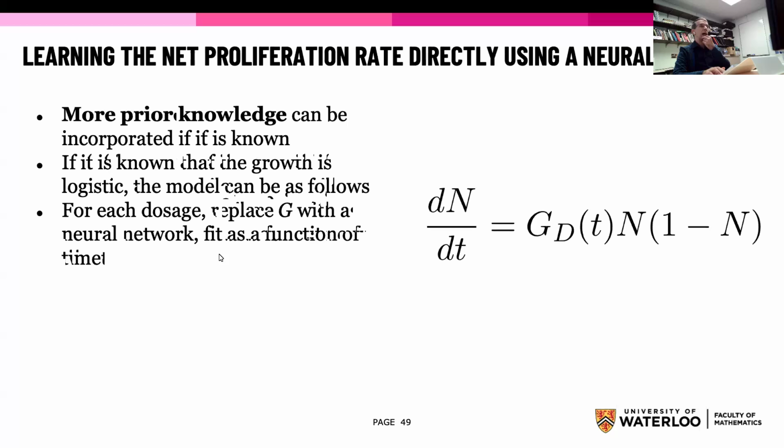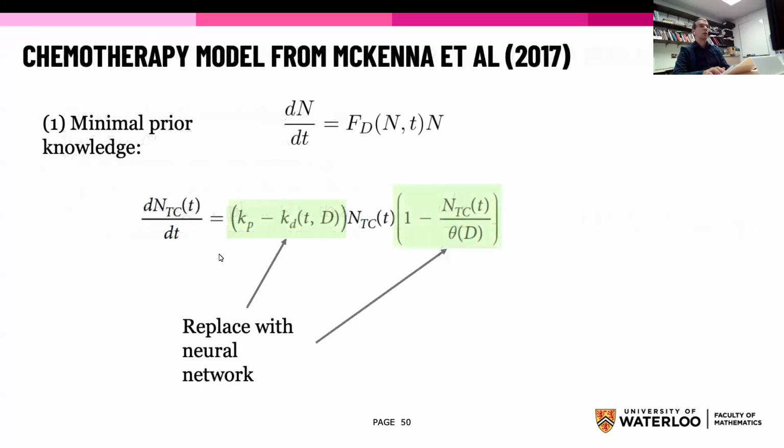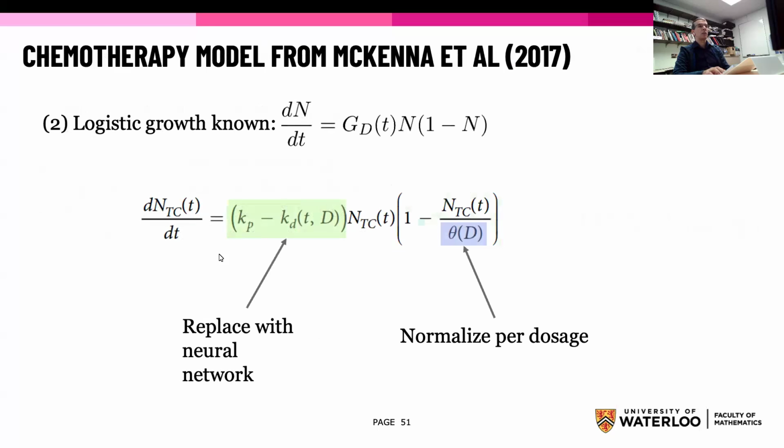So the idea here is that, as much information as you have and you're confident with, you can include, and the rest of them you can assume to be unknown and replace with the neural network. So this is the first model, where we have replaced these two parts with just a function FD, assuming that we don't have any information about them. And this is the second model, assuming the logistic growth is known, but the rest of them are assumed to be unknown. We normalize the data to range 0 to 1 for each dosage, effectively setting theta D to be 1 in each case. The reason is that because theta D was replaced by a second neural network, the two functions would no longer be identifiable given a data set.